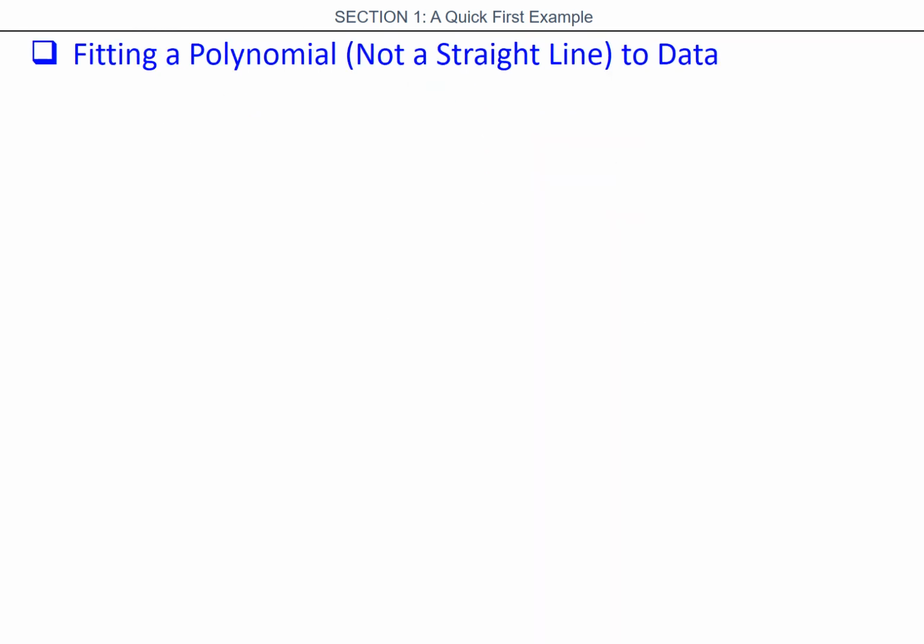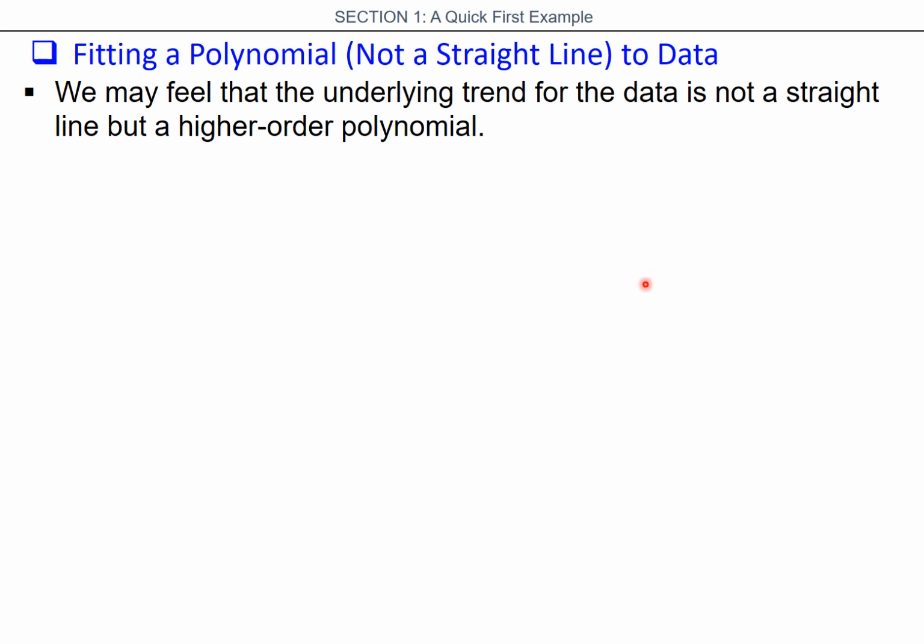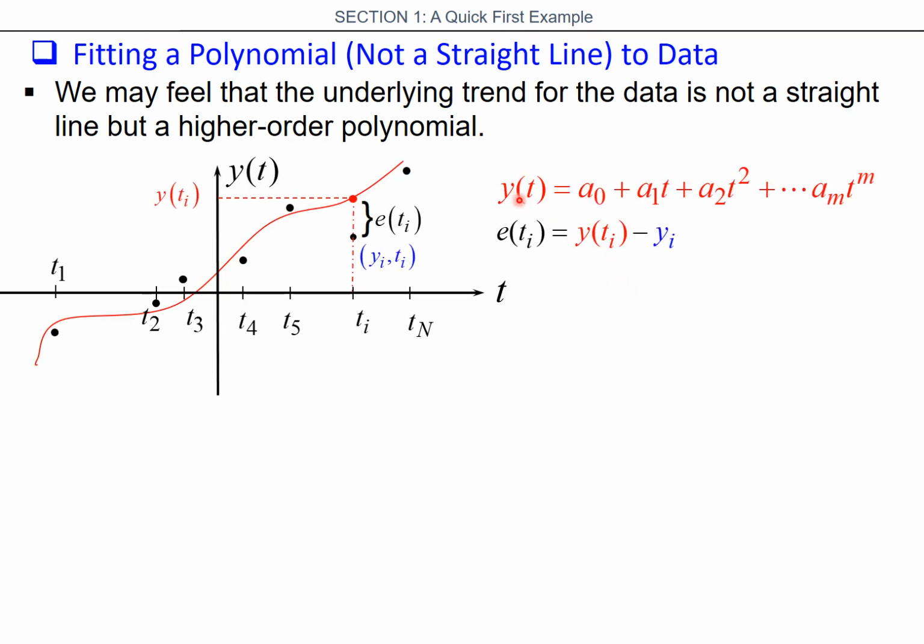Now, we said that the trend was a straight line. It may not be a straight line. Perhaps it's some sort of polynomial, and so then we'd use a higher order polynomial like this. So we're using an mth order polynomial in t, and we have m plus 1 unknowns. That's A0, A1, A2 up to Am.